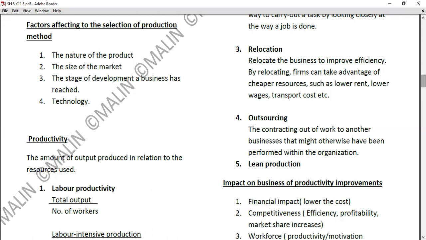Relocation is a really good decision because location is one of the most important factors in deciding the success and productivity of the business. So relocate the business to improve efficiency. By relocating, firms can take advantage of cheaper resources such as low rent, low wages, and low transport costs.